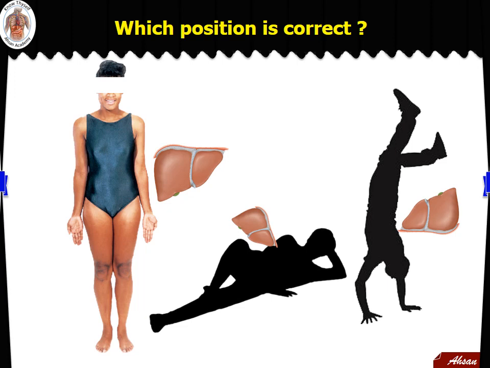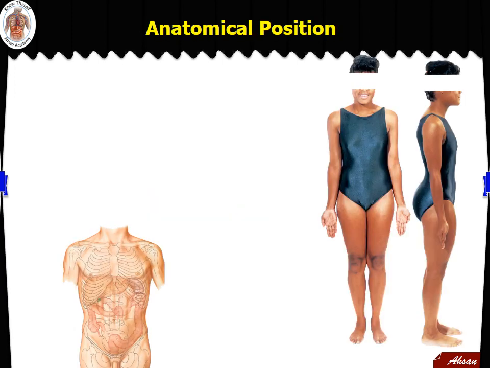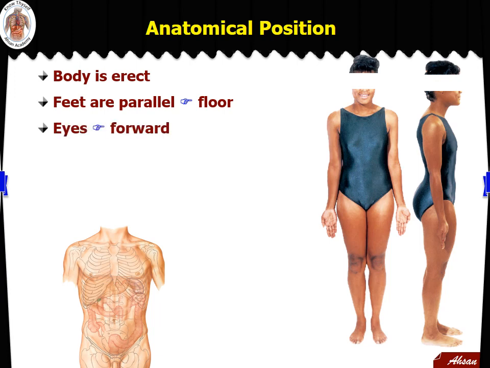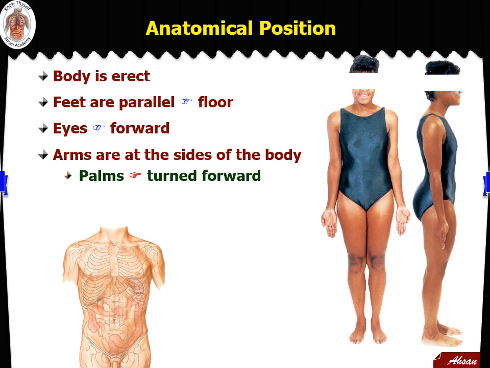So this position is termed the anatomical position. So that we can see this human being in a particular position with some features. What are those features? The body is in erect position, the feet are parallel on the floor, meaning on the ground, eyes looking forward, arms are at the side of the body, the palms directed forwards, and the fingers are pointing downwards. So these features, when combined together, make the anatomical position.